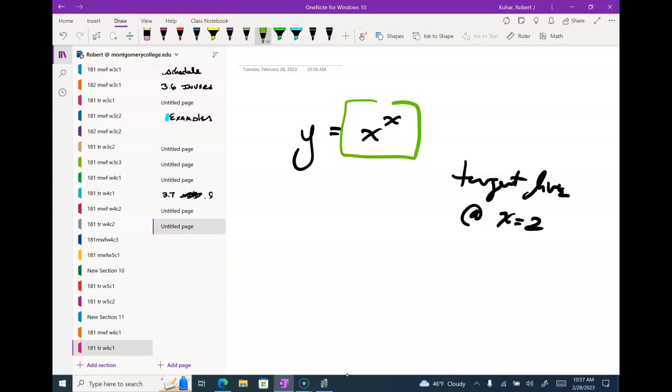We don't know how to deal with this. But we do know if we took the ln of the right side, we could use the properties of the natural log function to simplify it. So that's what we're going to do. We're going to use an ln trick. I'm going to take the ln of y, and that should equal the ln of x to the x. Why is that true? When is that true, by the way? When am I allowed to take the ln of both sides? When the function is what?